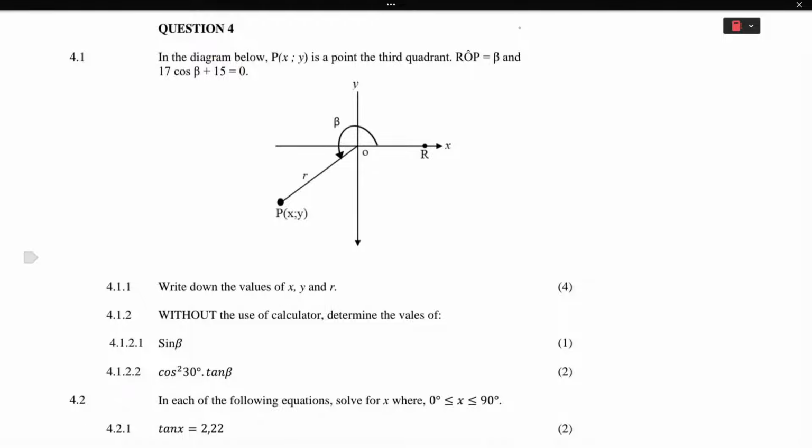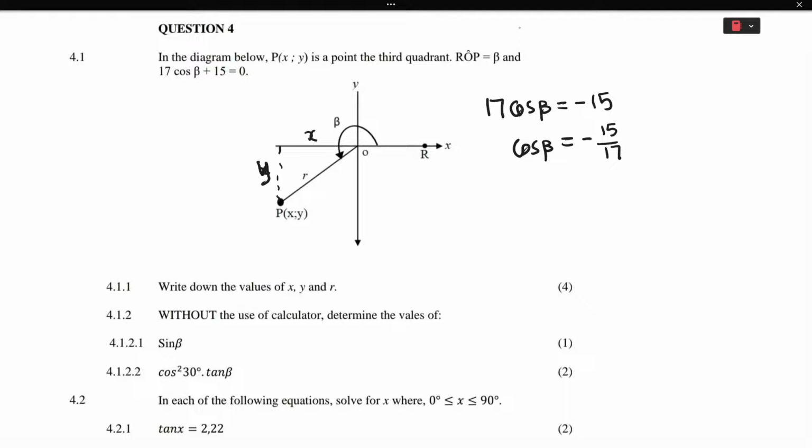Okay, what do we have here? You're just going to construct first. You call this one x, and this one y, and this one r. After constructing, you make cos the subject of the formula. It will be cos beta is equal to minus 15 over 17.